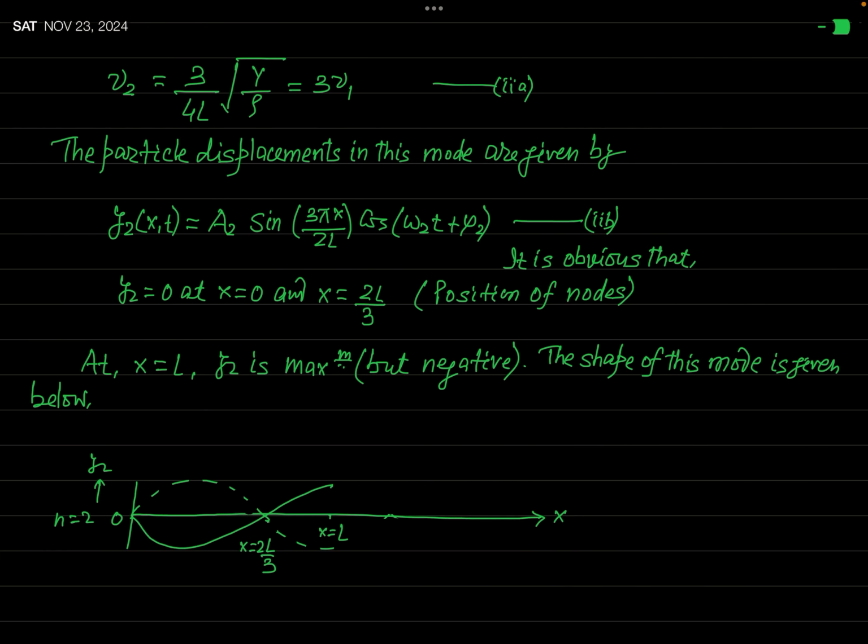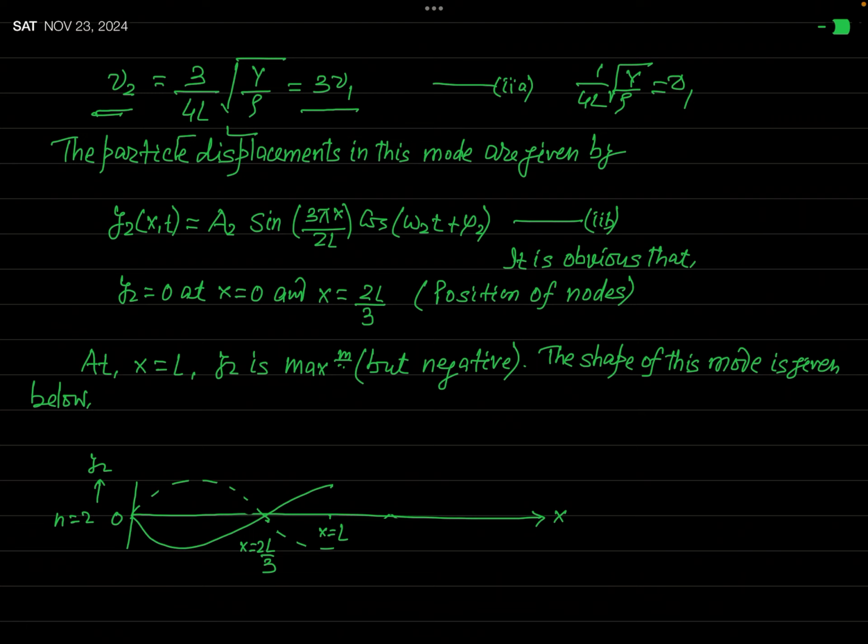So you can see I have mentioned it here that in this condition the frequency nu2 is equal to 3 over 4L times this much. But you know that 1 over 4L times root over Y over rho is equal to nu1. So this nu2 is equal to 3 nu1. This is 3 times the fundamental frequency. Okay, 3 times the fundamental frequency.